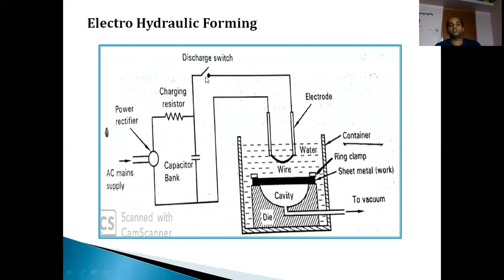Once the circuit is under process, that is, once it is in closed condition, a spark is developed between these two electrodes, and the energy developed due to that spark is so high that when it passes through this water medium, it deforms this workpiece to get the desired dome shaped material.